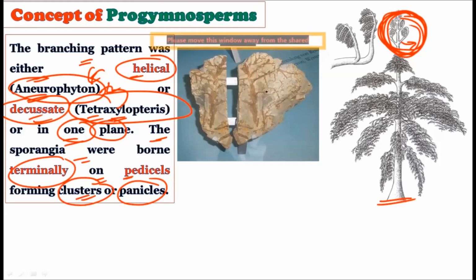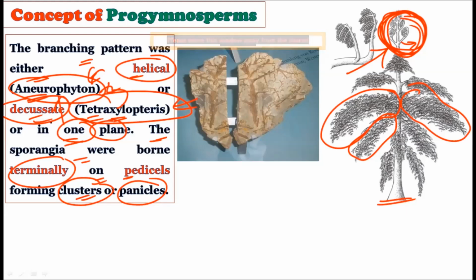So you can understand from this morphology that of course there are certain characteristics of the pteridophytes, because pteridophytes also show the presence of sporangia which are borne at the terminal end. Then there is branching which is of a decussate type. This decussate type is found in the gymnosperms as well. Okay, so Tetraxylopteris or Aneurophyton is again present between the pteridophytes and the gymnosperms, showing the characteristics of both.